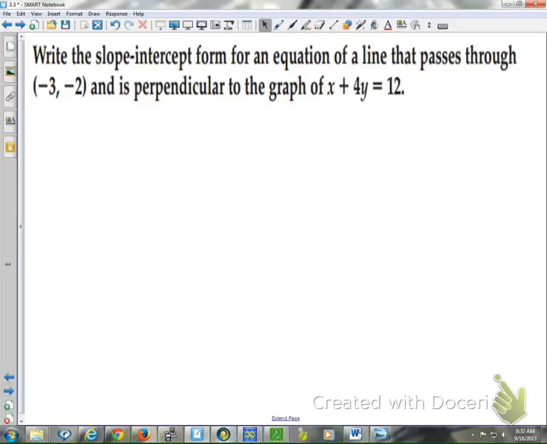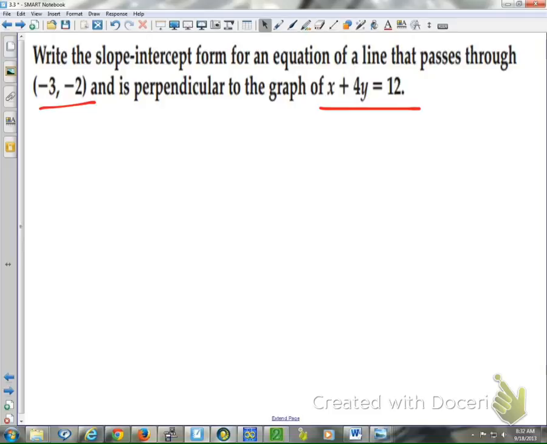Okay, find the slope-intercept form of an equation with a point. So they gave us a point, which we're just going to put in our pocket, and they tell us that we're perpendicular to this guy. Now, this guy, what's the slope of that guy? I have no idea. Wait, the slope? Yes. So what do we have to do to find the slope of that thing? Get y by itself. That's right.